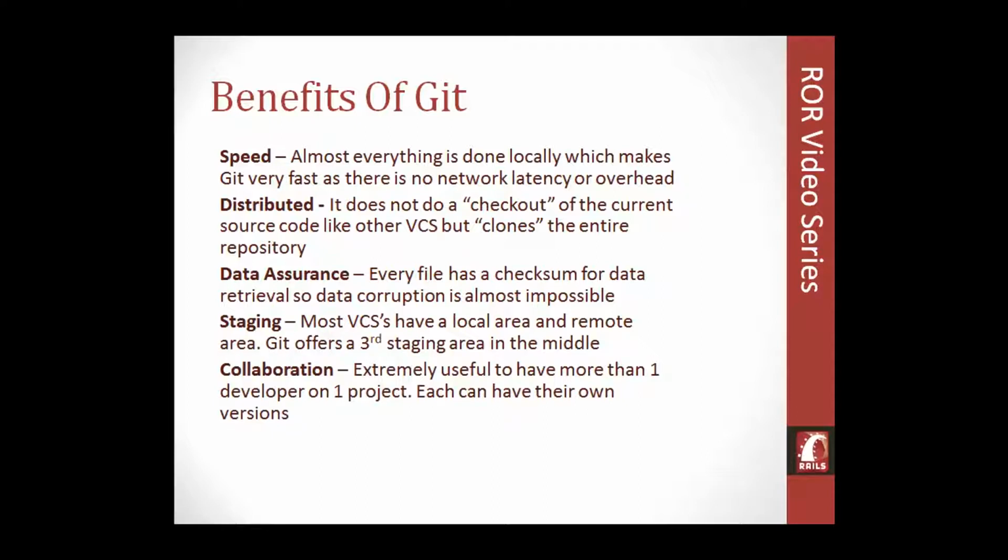Staging is another big thing. Most version control systems have a local version and a version on the server, and that's it. Like I said before, you save the local and then the remote gets saved. That's very simple version control. Git, however, has a staging area, which is a third area in between the local and the remote. You can change something and then send it to the staging area without actually committing it to the server.